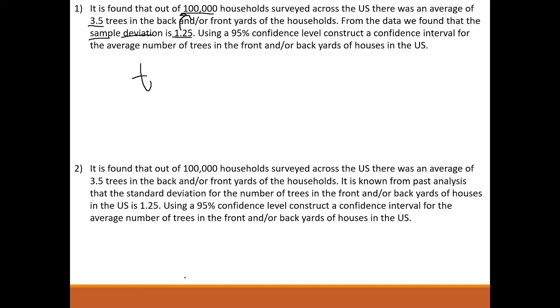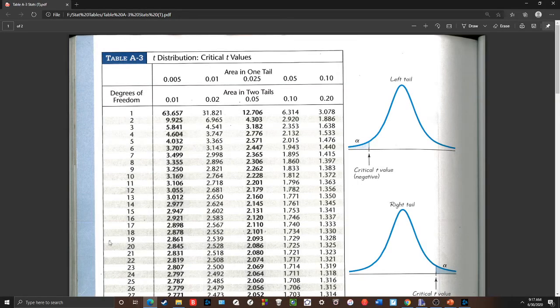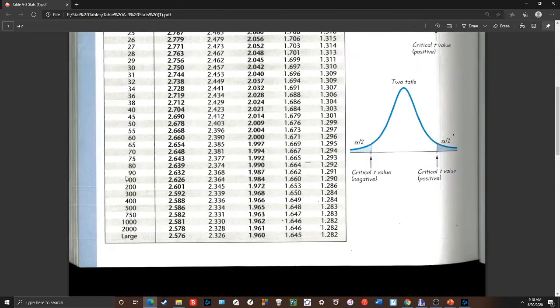Okay? So I would look up in my t-score table, I'd have, let's see, if I surveyed 100,000, I'd have 99,999 as my degrees of freedom, which obviously doesn't have on this table here.